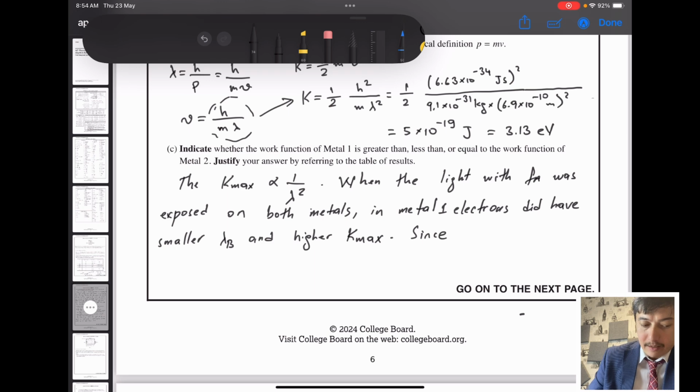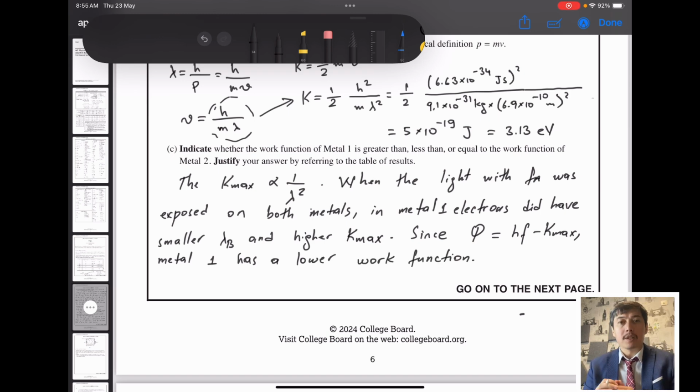Now, since work function is equal to energy of the light minus maximum kinetic energy, metal 1 has a lower work function. Because it has a lower work function, it is letting electrons be ejected with more kinetic energy. All right, this is the end of the first question.